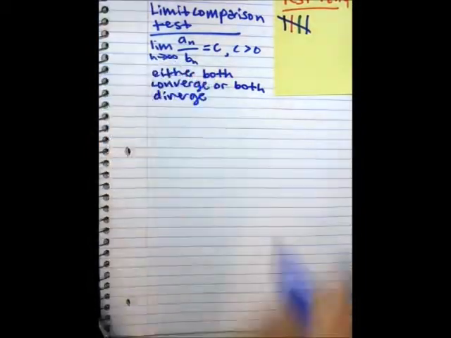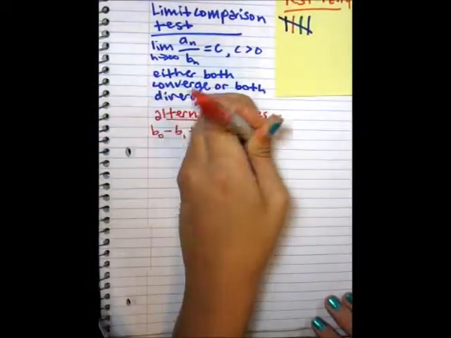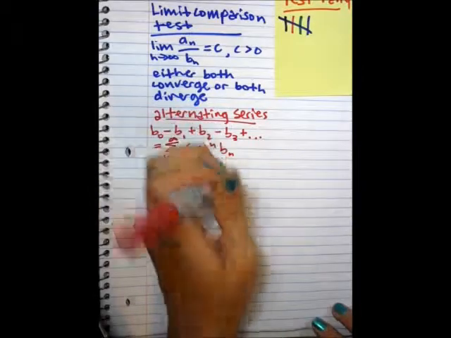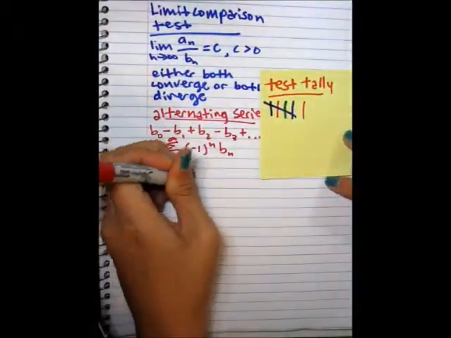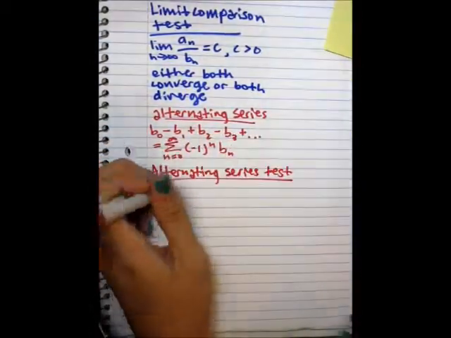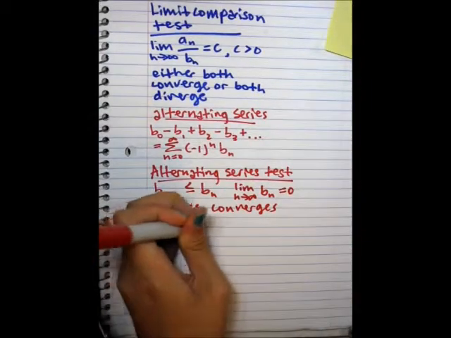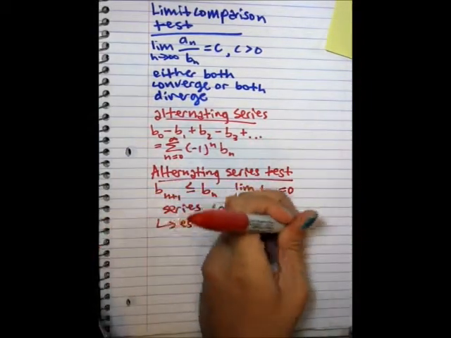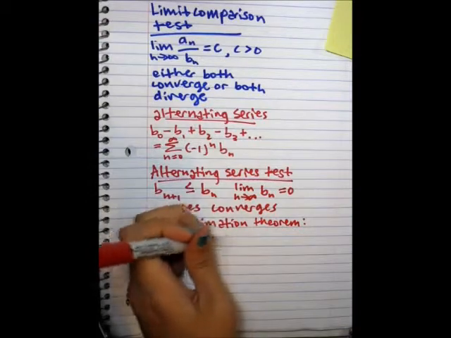And then we have alternating series, where the terms alternate plus minus, bringing us to the alternating series test, which says that if the alternating series is decreasing and the limit as n goes to infinity of b_n equals 0, then the series is convergent.